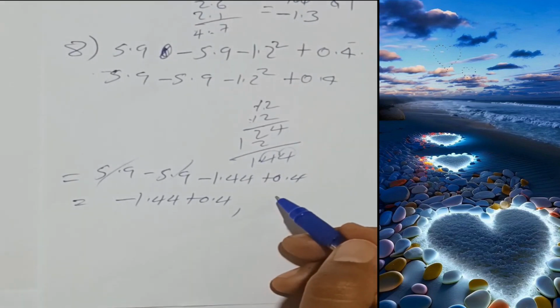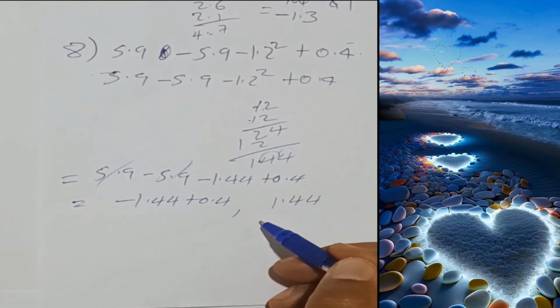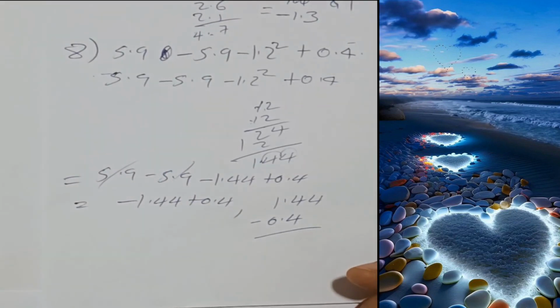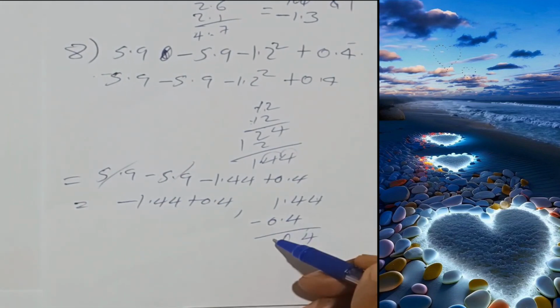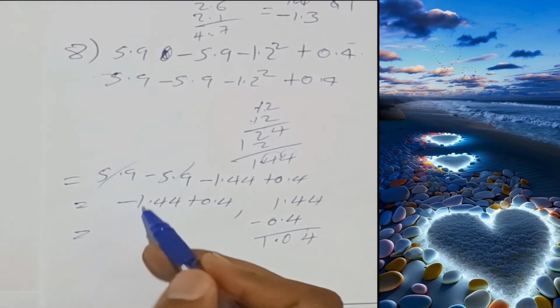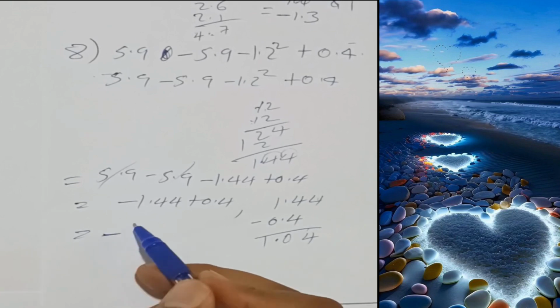So I will subtract 0.4 from 1.44, and then I will put a negative sign. So when I subtract, it will be 1.04. So this one is negative, the bigger one is negative, so the answer will be negative 1.04.